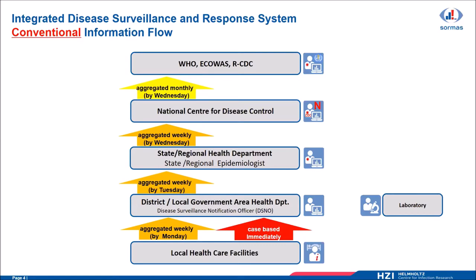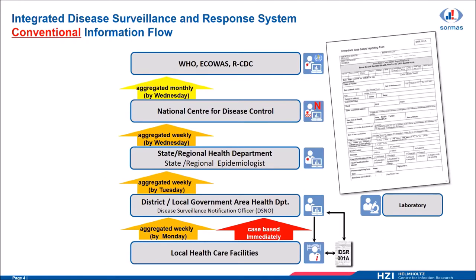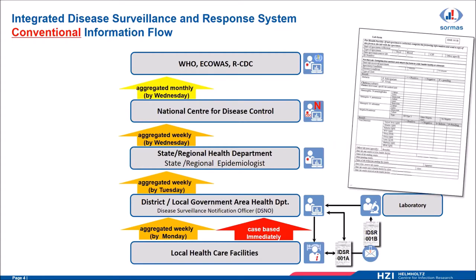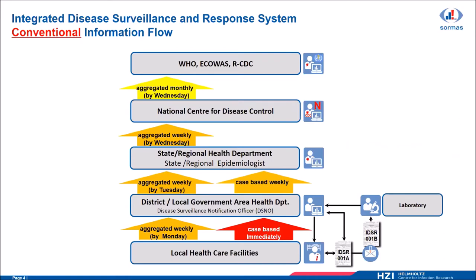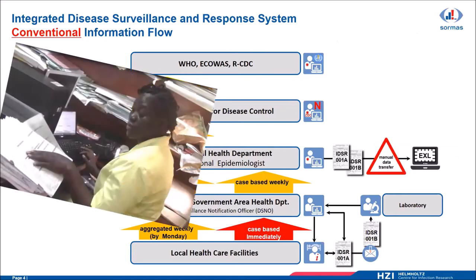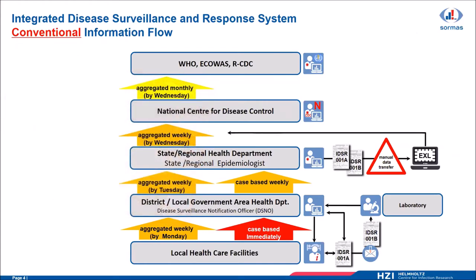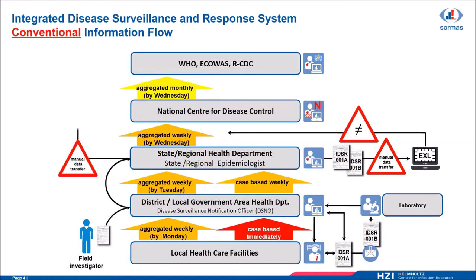Whenever you have a case-based disease or outbreak, they notify immediately, and the IDSR-001A form is filled out, and the lab form as well is filled out. These are paper forms that are filled out and sent to the district level. The next thing that happens is that the data is collected and sent every week to the regional level. And this is an example of a state DSNO, or disease notification officer, who is entering the paper versions into Excel. And then you have a situation where this Excel is sent, aggregated, so you lose all the immediate or case-based data, and it's aggregated and sent also to the national level. When a field investigator goes out to the field, they collect this information on paper, and it is entered into Excel that is stored at the National Center for Disease Control.